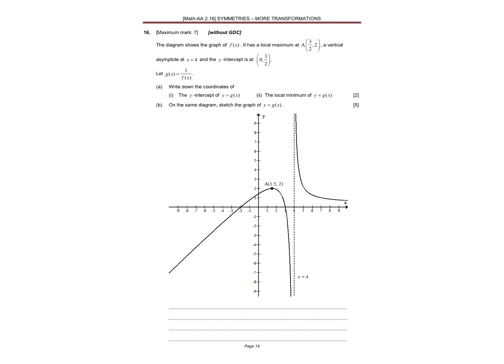All right, number 16. The diagram shows the graph of f of x, with a local max, a vertical asymptote, and a y-intercept. Let g equal the reciprocal function. Write down the coordinates of the y-intercept. So we have the y-intercept at (0, 3/2). We need the y-intercept at (0, 1 over 3/2), which is (0, 2/3).